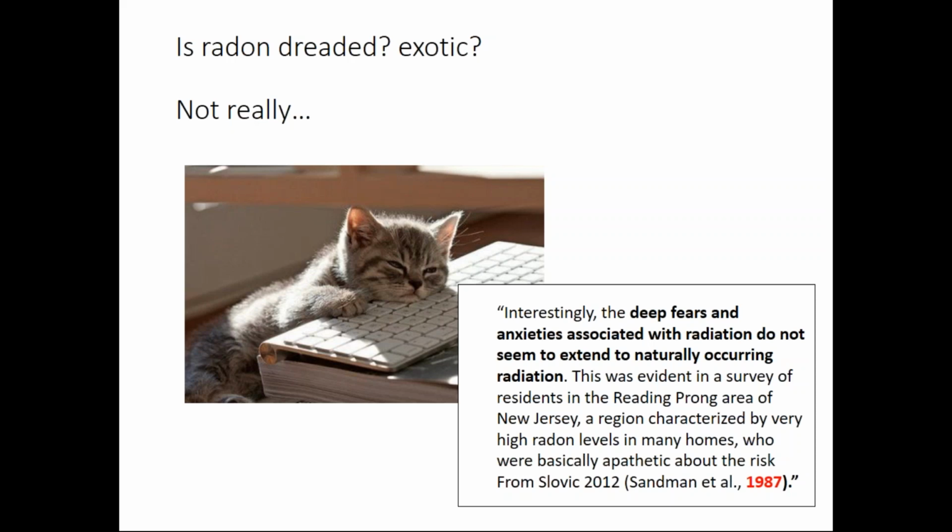And it's interesting. Peter Sandman is an amazing risk communication guru, and he did this work in the 80s. He said it was interesting that the deep fears and anxiety associated with radiation don't seem to extend to naturally occurring radiation. This was evident in a survey they did in New Jersey, a region that has a lot of radon in it. People were apathetic about the risk. Now, if you think about 3 Mile Island, or concerns about Fukushima, people were really, really upset about Fukushima. It's radiation, and in fact, the kind of radiation from radon is some of the worst radiation to have in your lungs.